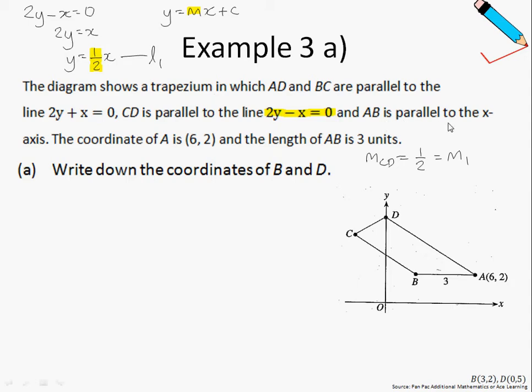Next, AB is parallel to the x-axis. If you have forgotten, the x-axis is a very special line because it has the equation y equals 0. Therefore the gradient of AB is 0. Moving on, the question says that the coordinate of A is (6, 2), and the length of AB is 3 units. Write down the coordinates of B.